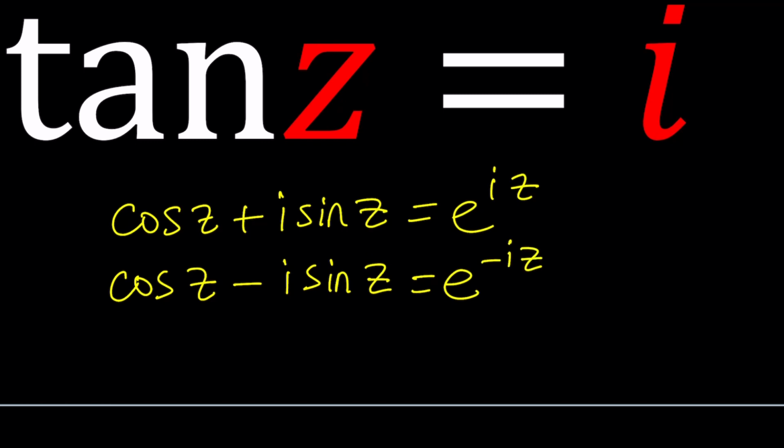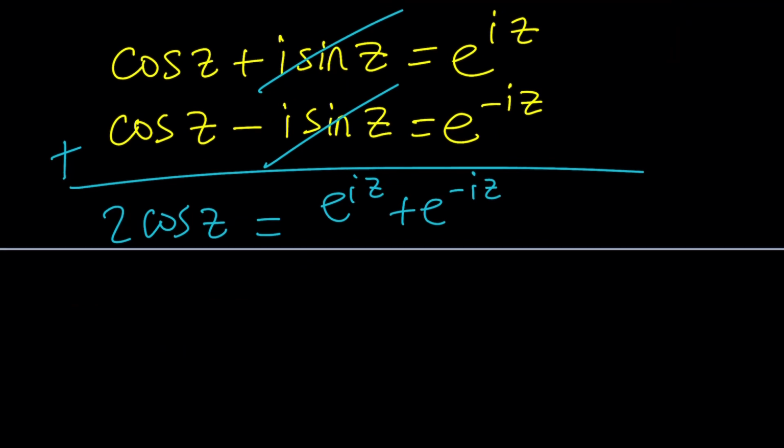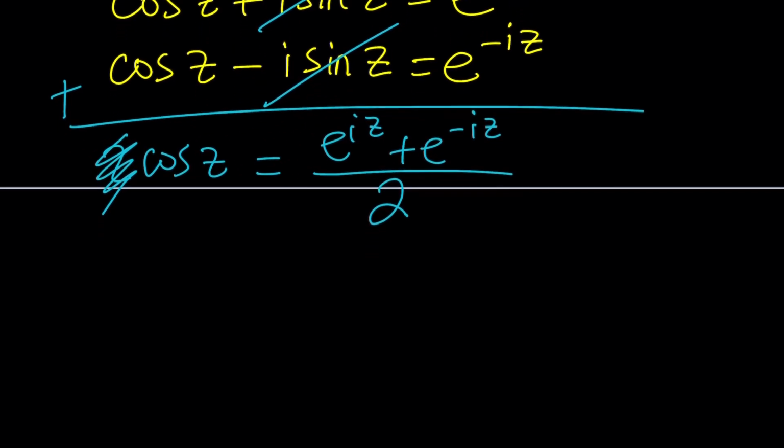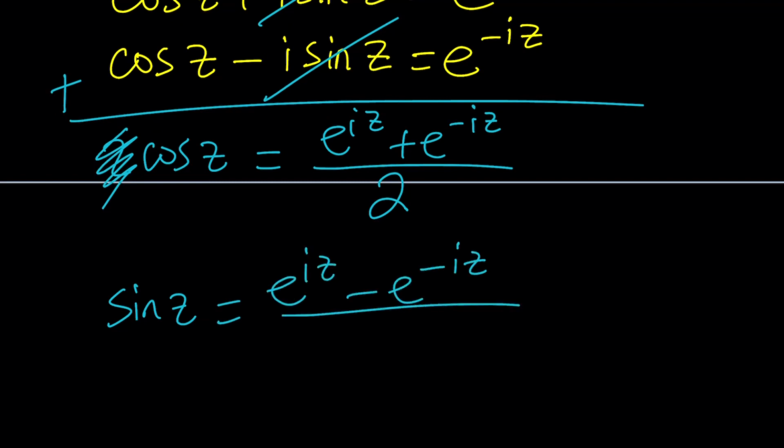Now, if you go ahead and add these two equations, what do you get? You get the cosine z twice, but sine z cancels out, and you end up with something like this, which gives us the value of cosine z when divided by 2. So cosine z can be written as e to the iz plus e to the negative iz divided by 2. Similarly, sine z can be written as, of course, if you subtract the equations and divide by 2i, not just by 2, you're going to get e to the iz minus e to the negative iz divided by 2i. That's going to be your sine z.